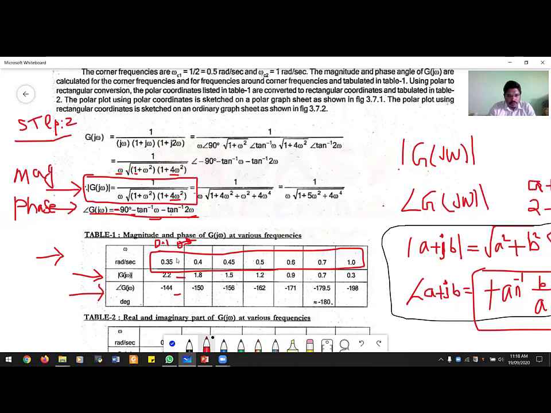Usually you select frequencies 0.1, 0.2, 0.4, 0.6, 0.8, 1. In this manner you can select. First you select 0.1, then 0.2, then 0.4, then 0.6, then 0.8, then 1. Likewise you have to solve. Only thing is you have to notice whether the phase angle crosses the minus 180 degree angle or not. Up to that you can increase the frequency value.